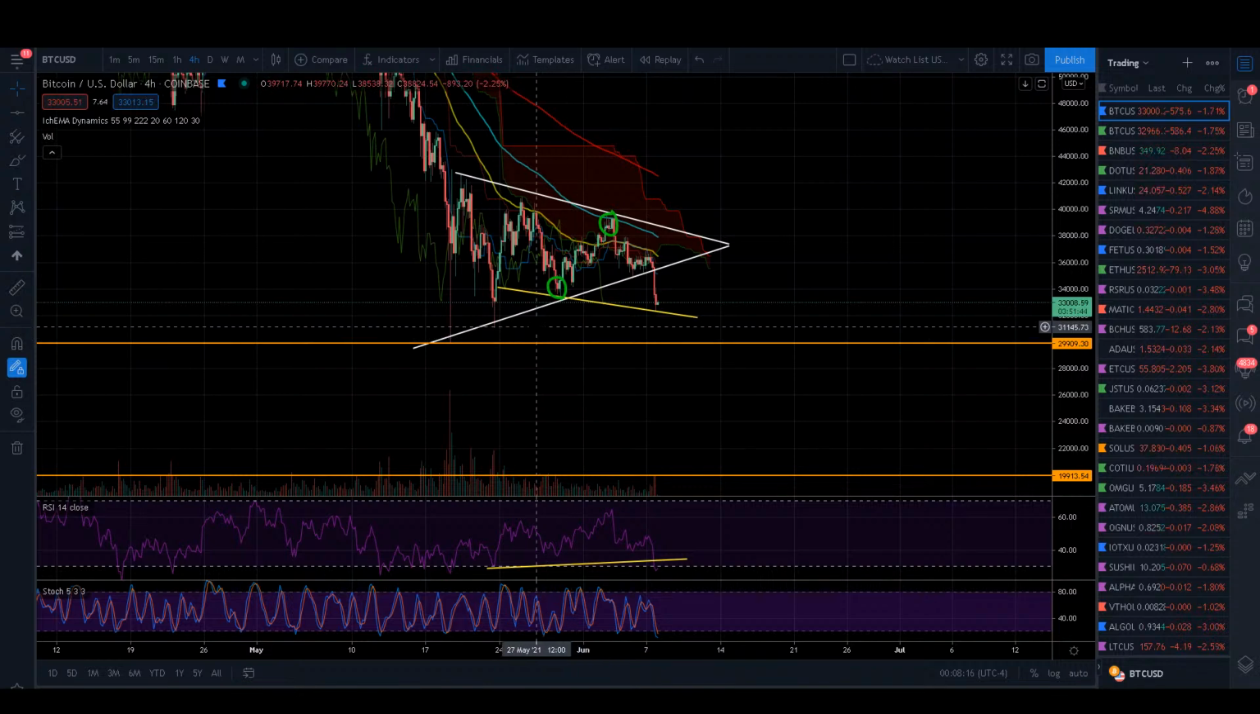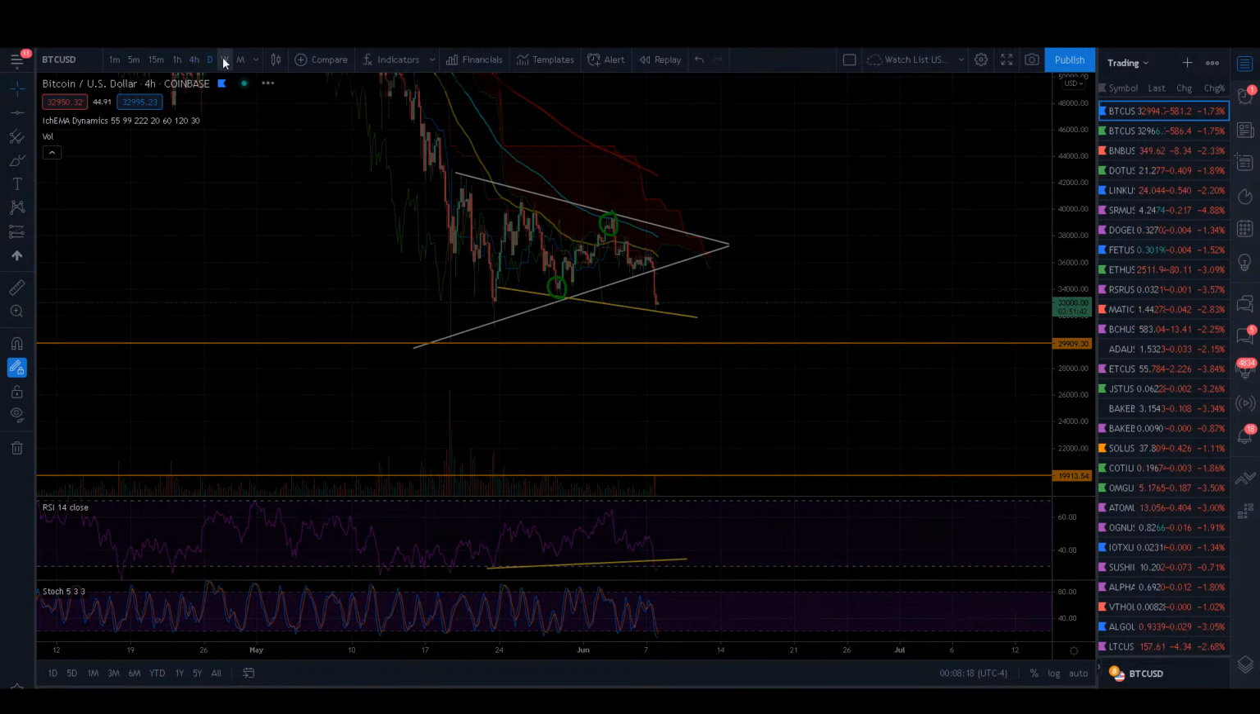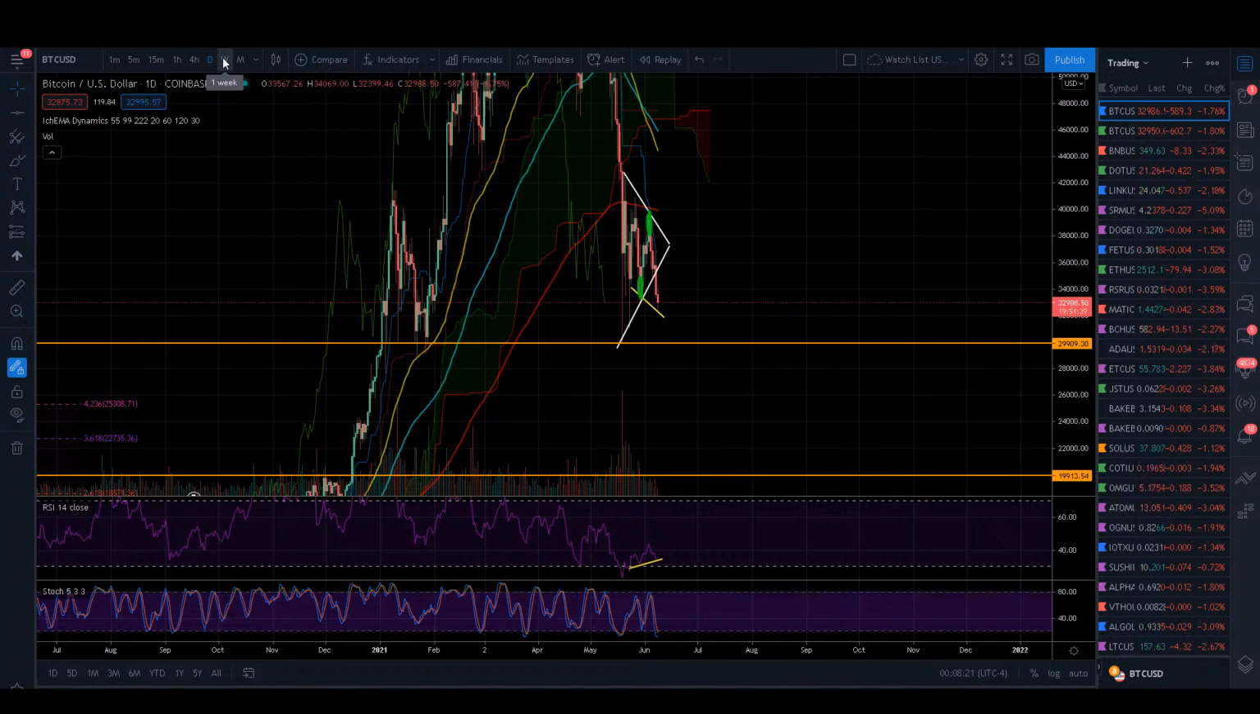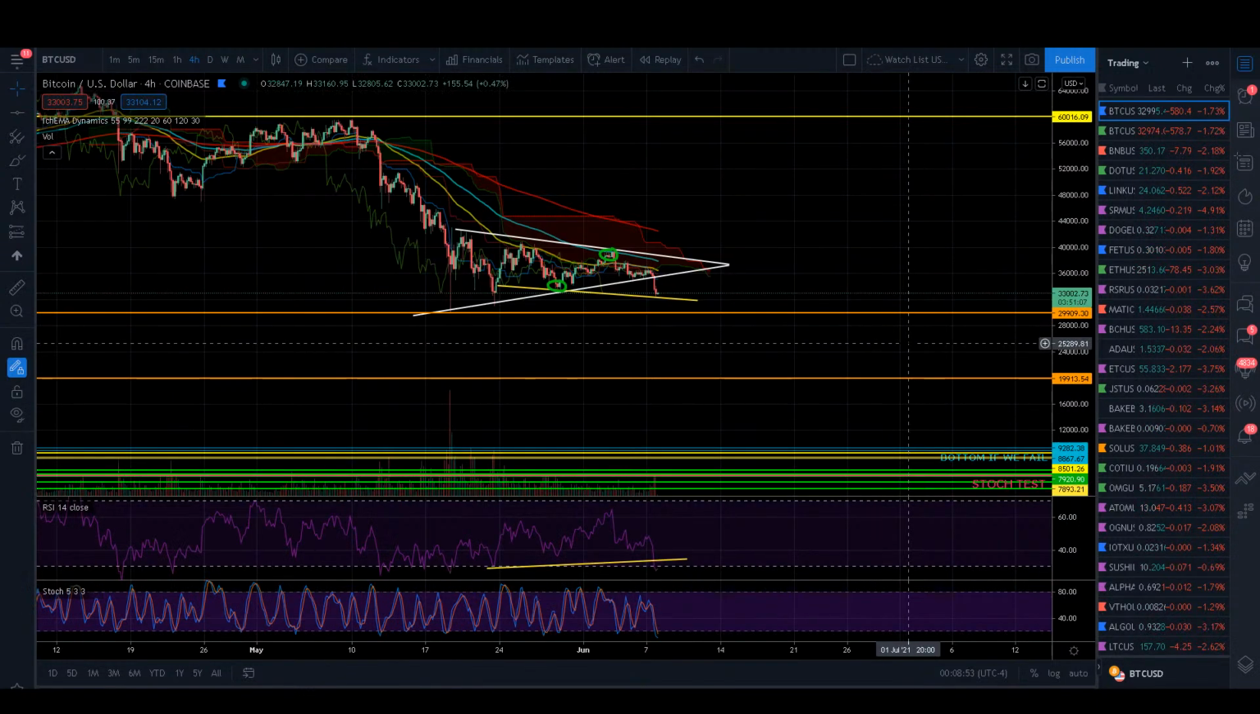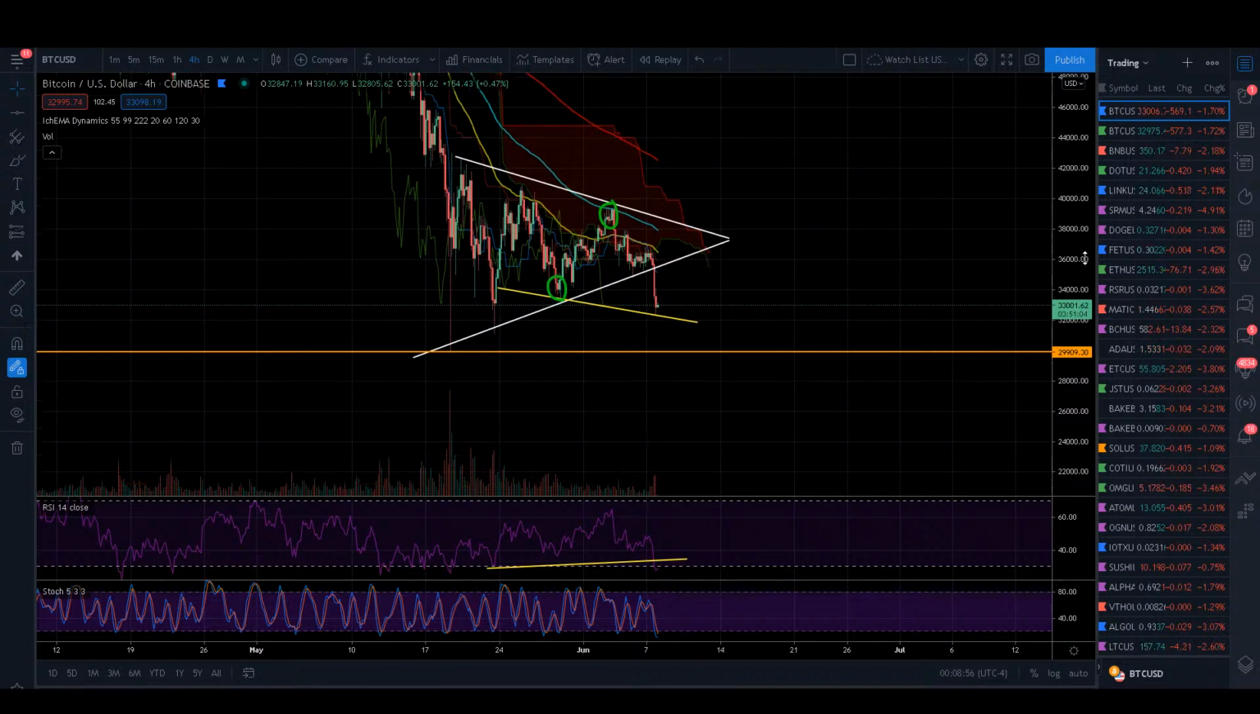I'm trying to see if I could see another pattern. Then we'll look at some alts. All right, let's look at some of the alts. On the 4-hour you were talking about? What do you mean it's at the 786 of the local high? You mean the retrace from the local high?